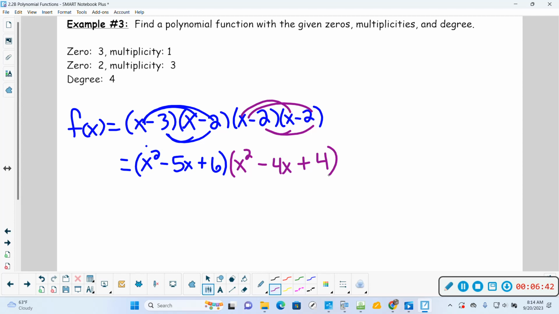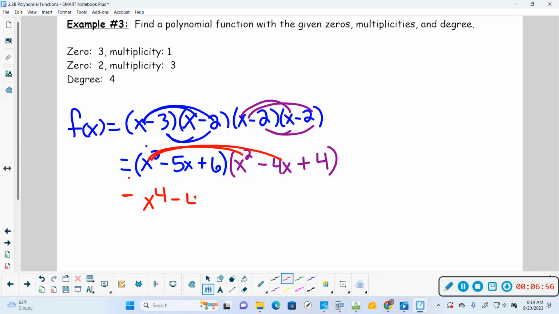And now you just have the fun-filled job of distributing all of this together, which is going to be a lot of terms because you're doing a trinomial times a trinomial. You're going to end up with 9 total terms here. x to the 4th minus 4x cubed, 4x squared, minus 5x cubed. And just keep going. Just for the sake of time, you can finish the foiling.